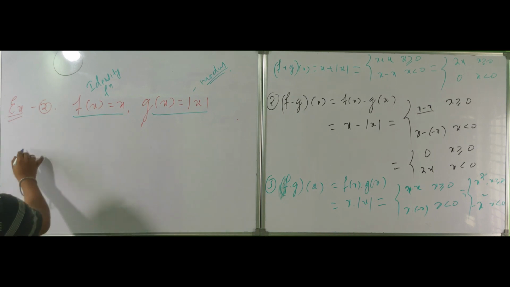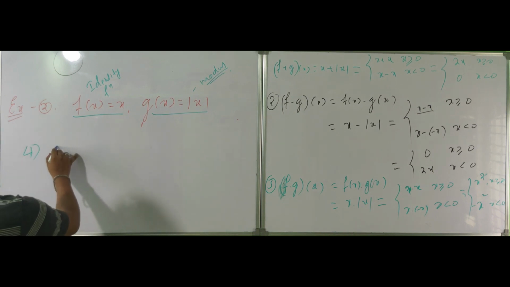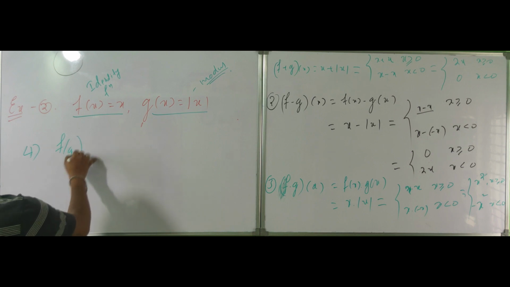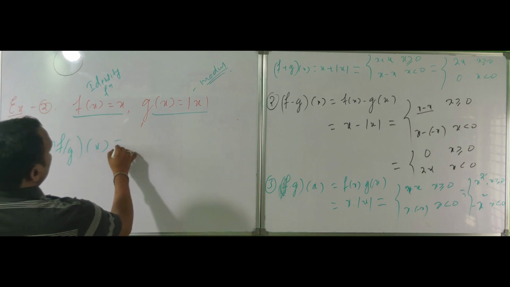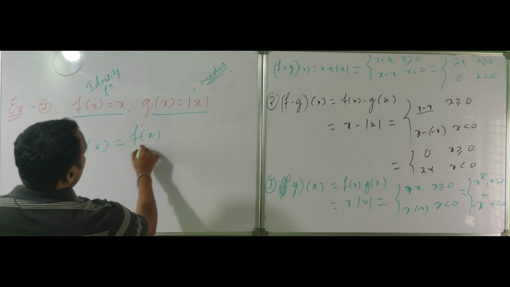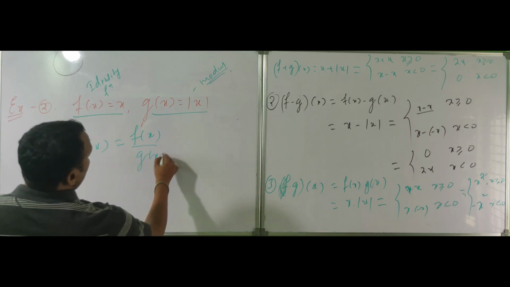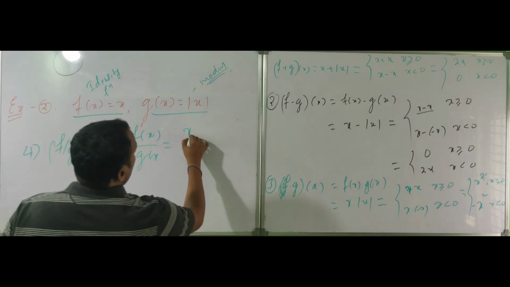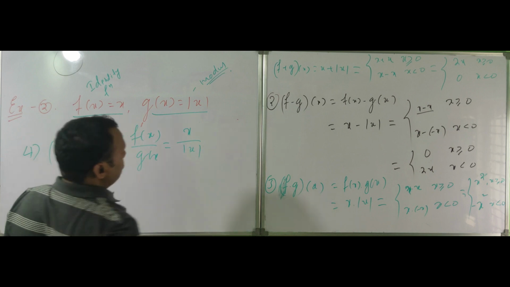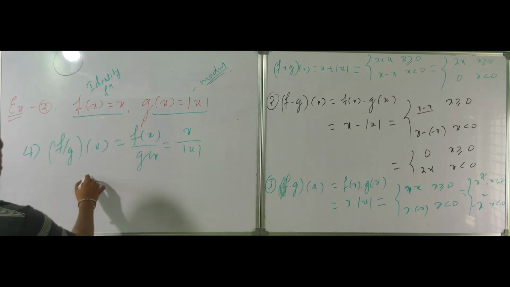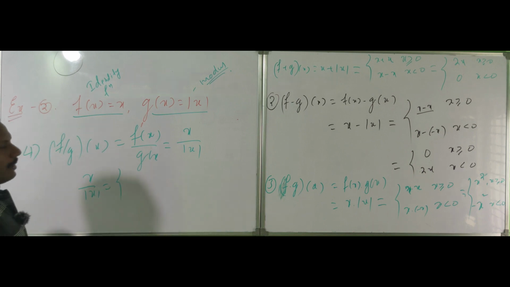Fourth one, last one. f by g of x is equal to f of x divided by g of x. What is the constant function divided by the mod function? Again, it depends on the value of x.